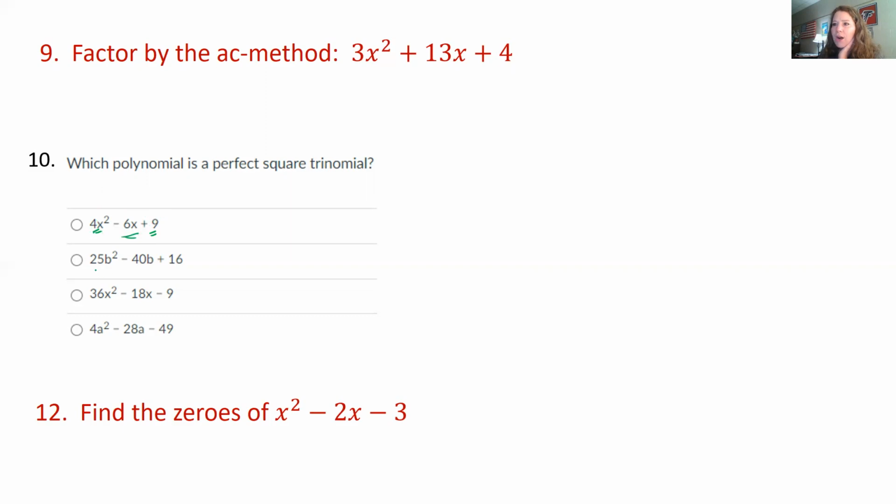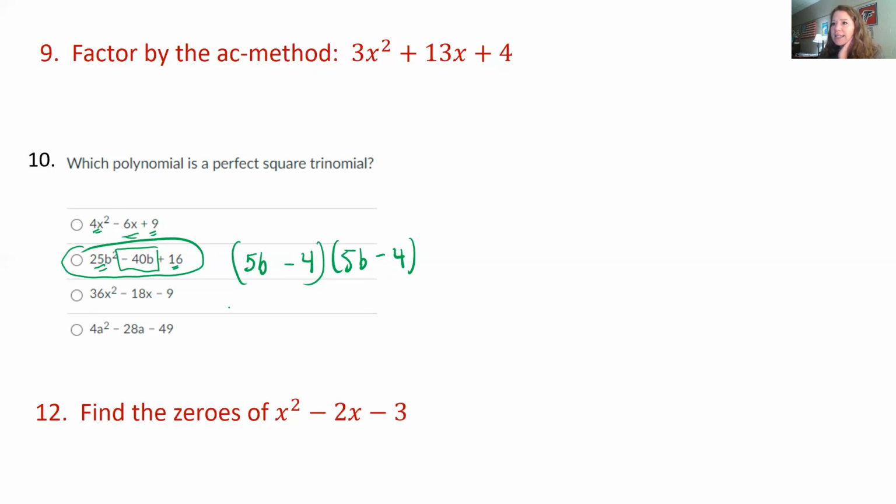Nope. All right, what about the square root of 25b squared and 16? Let's see if we can get negative 40 out of these 2 numbers. So we're going to do minuses. We have 25b squared, and this would be negative 20b minus 20b. Negative 20b minus 20b, is that negative 40? Yep. Ding, ding, ding, ding. Winner, winner, chicken dinner.